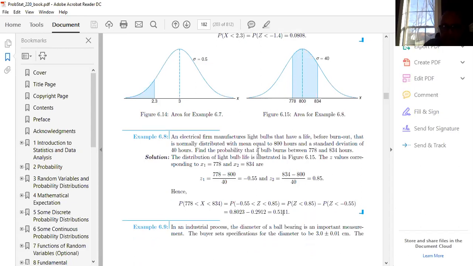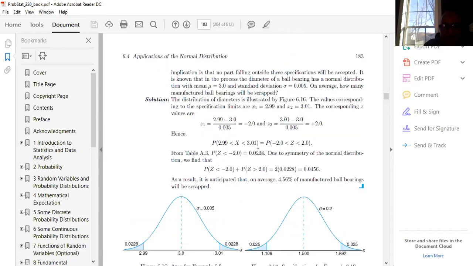Then the implication is that no part falling outside the specification will be accepted. That means whatever numbers you have fixed, 2.99 and 3.01, no part falling outside this range will be accepted, right? That means it has to be between these two.